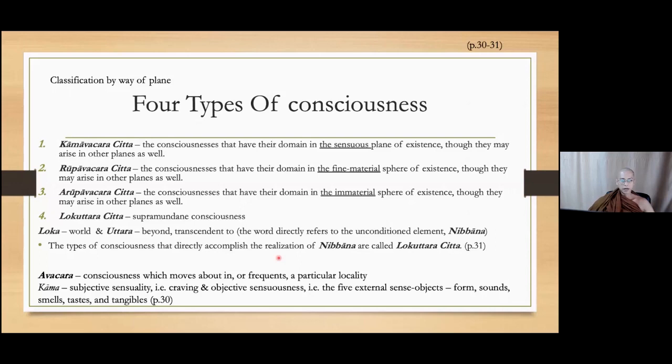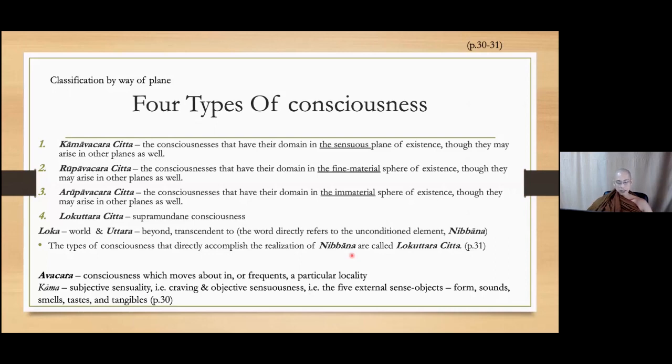That's why Nibbana will not be included in this case. So only the consciousness will be included. And for the definition of Lokuttara, find the word Chitta together with the word Lokuttara: Lokuttara Chitta. It refers to the types of consciousness that directly accomplish the realization of Nibbana. That type of consciousness is known as the path consciousness, Magga Chitta, and fruition consciousness, Phala Chitta.